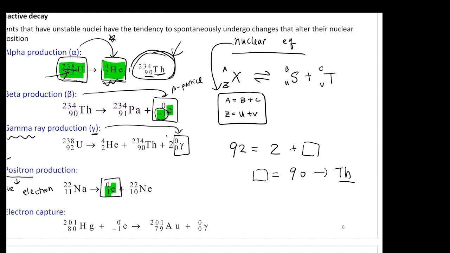And the mass number, originally you have 238. The alpha particle is going to use up 4. Therefore, your mass number will simply equal 238 minus 4, that's 234. Therefore, you can figure out this answer.